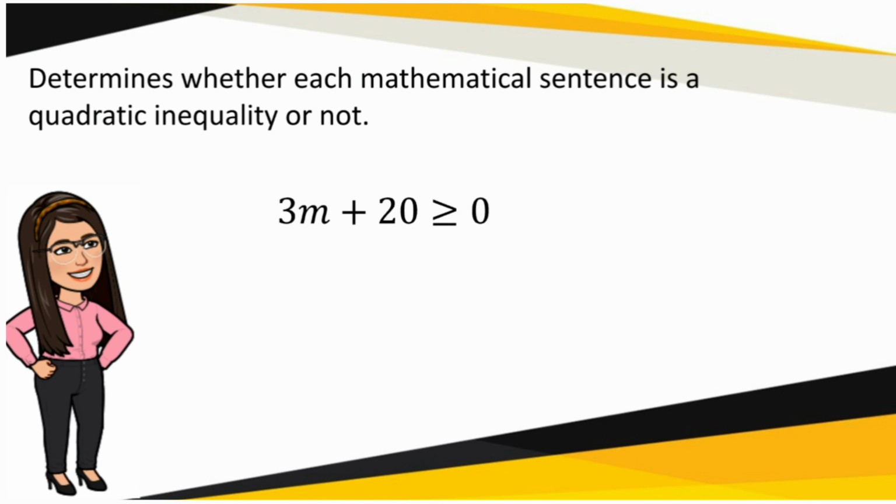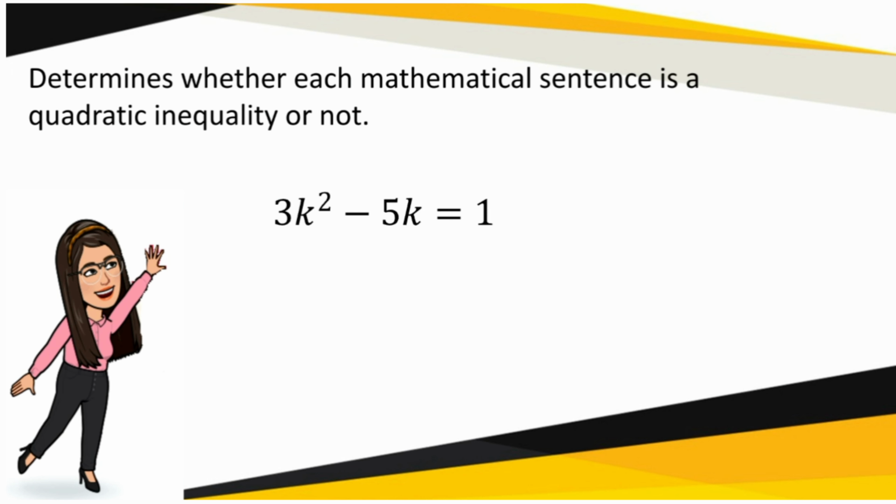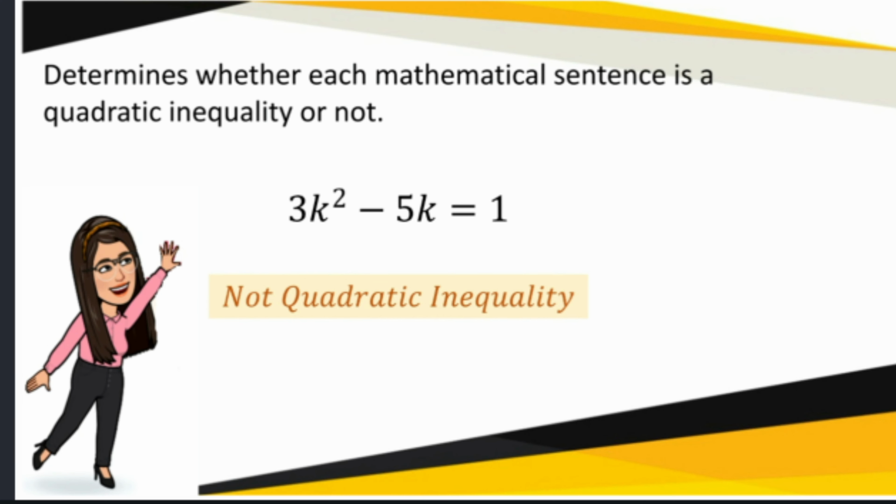The next example. 3m plus 20 is greater than or equal to 0. So, ito ay not quadratic inequality. Bakit? Kasi kahit meron siyang inequality symbol, hindi pa rin siya matatawag na quadratic inequality dahil ang highest degree of exponent niya dito ay 1 lang. Third example, 3k squared minus 5k is equal to 1. Again, ito ay not quadratic inequality. Kasi kahit ang highest degree of exponent niya ay 2, ito naman ay ginamitan ng equal sign at hindi ng inequality symbol. Kaya ito ay not quadratic inequality pa din.